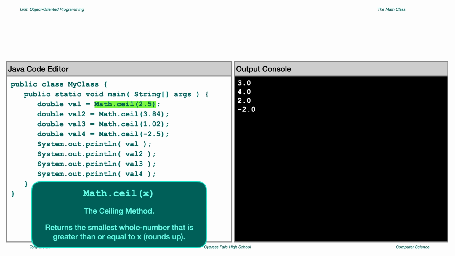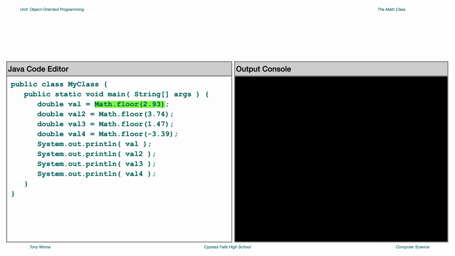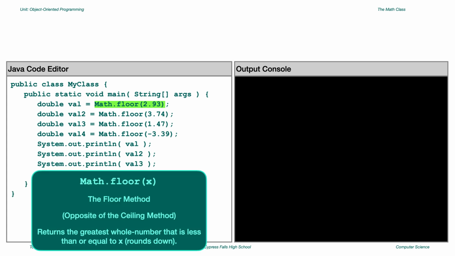So, just as we have the ceiling method, so also we have the floor method. The floor method, which is the opposite of the ceiling method, returns the greatest whole number that is less than or equal to x. Or in simpler terms, it rounds down. Thus, when we execute this program, 2.93 rounds down to 2, 3.74 rounds down to 3, 1.47 rounds down to 1, and negative 3.39 rounds down to negative 4.